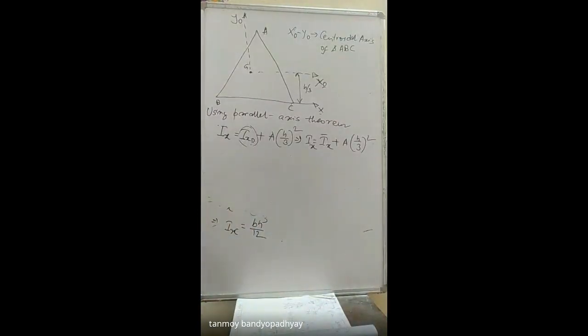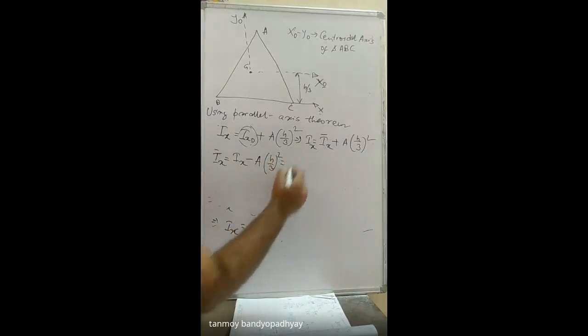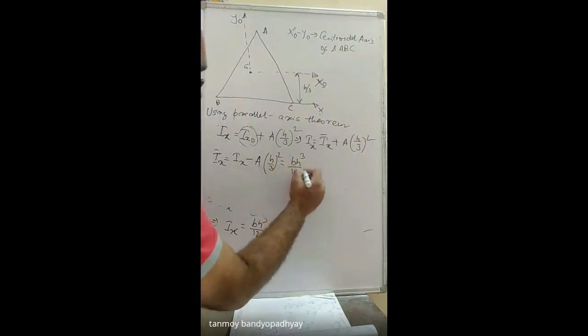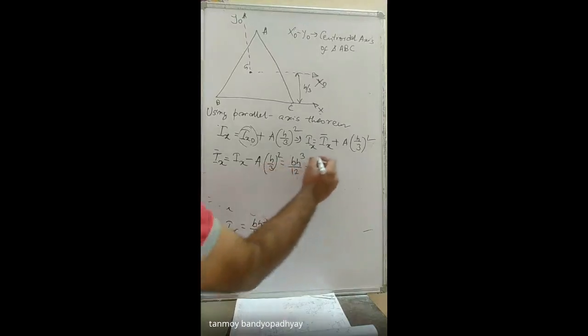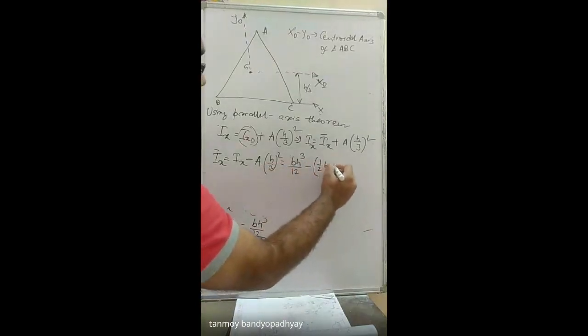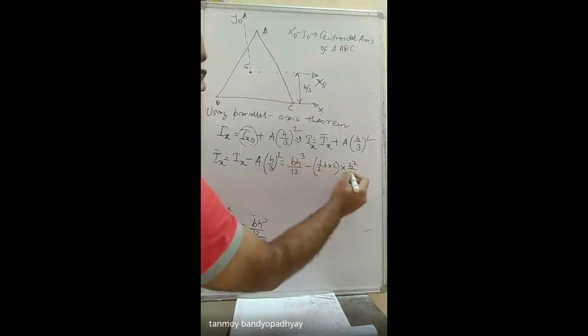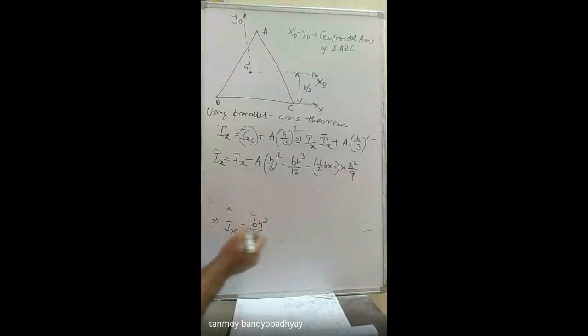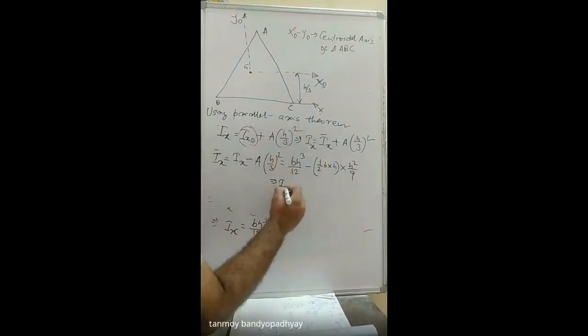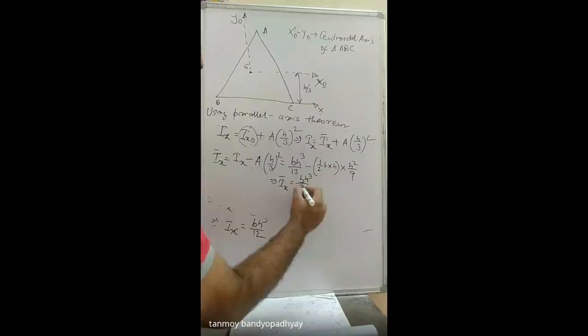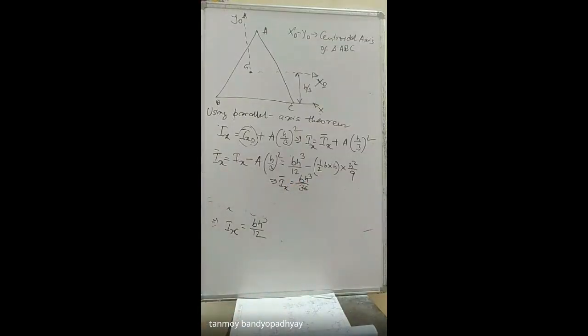So what will be Ix bar? Ix bar will be equal to Ix minus A into h by 3 whole square. So it is bh cube divided by 12 minus, what is the area of the triangle? The area of the triangle is half b into h, into h square by 3 square, 9. Just calculate this one. If you calculate, you will get Ix bar equal to bh cube divided by 36.